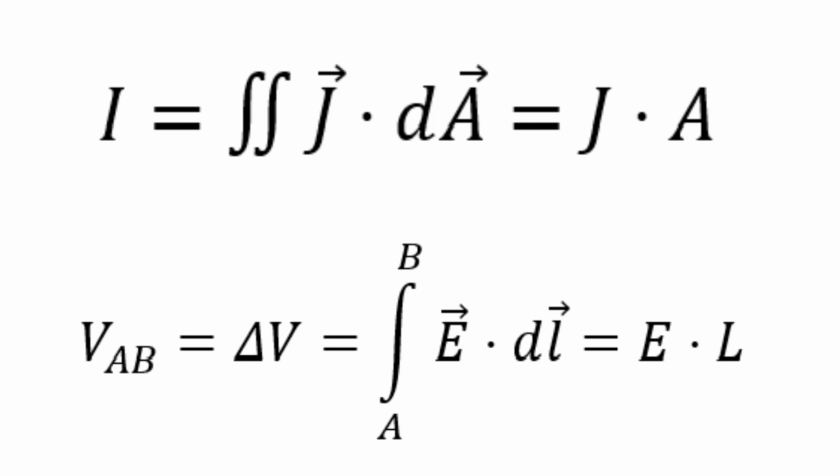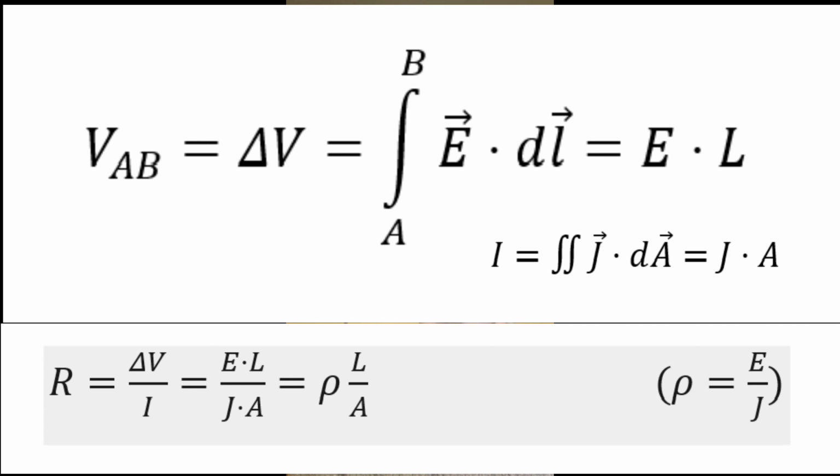In addition, we have this formula for the potential difference between 2 points, and it follows that the potential difference equals the electric field inside the conductor times length of the conductor. Lastly, we know that the resistance can be written as the potential difference divided by the current from the Ohm's law. If we write the potential difference as the electric field inside the conductor times length of the conductor and the current as a current density times area of the cross-section, we reach the following formula.